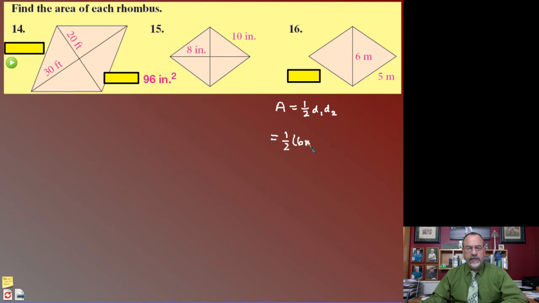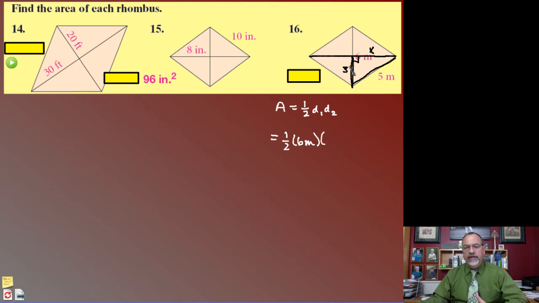So I'm going to go ahead and substitute that in. And now I need the other diagonal. Well, the other diagonal is not even drawn, so I'm going to have to draw that in for myself. So when I draw that in, what does that do to this diagonal? Well, it cuts it in half, so that makes this a 3. Okay? And again, this is a right triangle, and so I need to know what this is, so I'm going to use Pythagorean theorem.